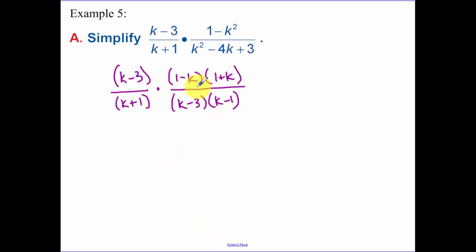So now let's look at what I can cancel. K plus 1's cancel. K minus 3's cancel. So what am I left with? I'm left with 1 minus k over k minus 1.